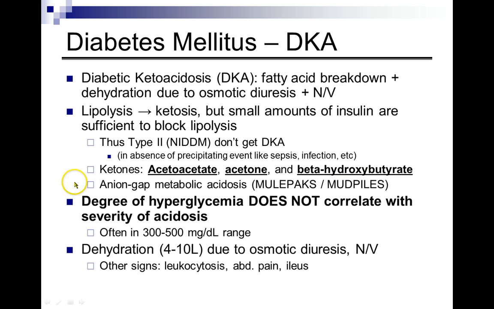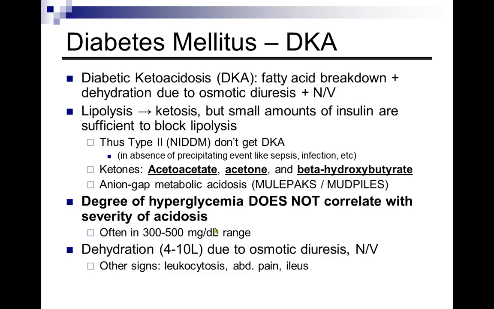Remember that the ketones made by lipolysis are acetoacetate, acetone, and beta-hydroxybutyrate, and DKA is an anion gap metabolic acidosis. I've emphasized the point that the degree of hyperglycemia does not correlate with the severity of the acidosis. And in fact, patients can present in DKA with only moderately elevated blood glucoses in the 300s.